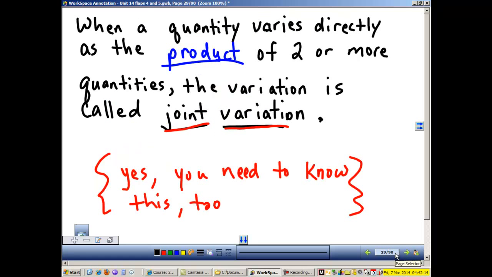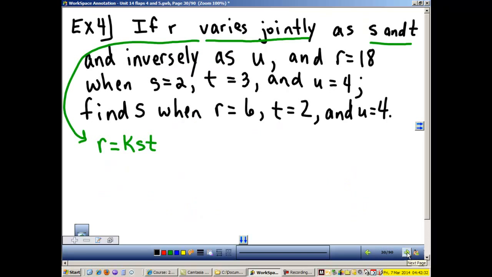When a quantity varies directly as the product of two or more quantities, the variation is called joint variation. In example 4, R varies jointly as S and T and inversely as U. R is equal to 18 when S is 2 and T is 3 and U is 4. We want to find S when R is equal to 6, T is equal to 2, and U is equal to 4.